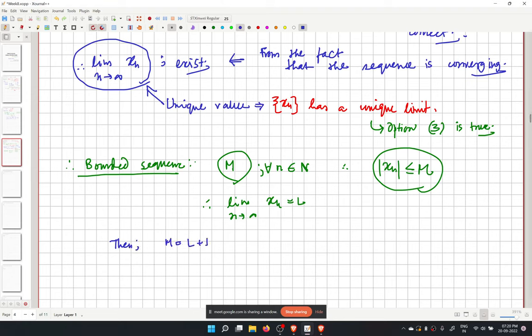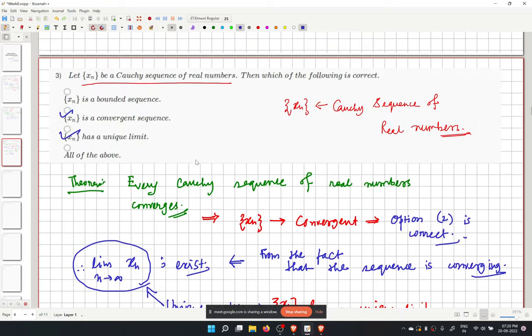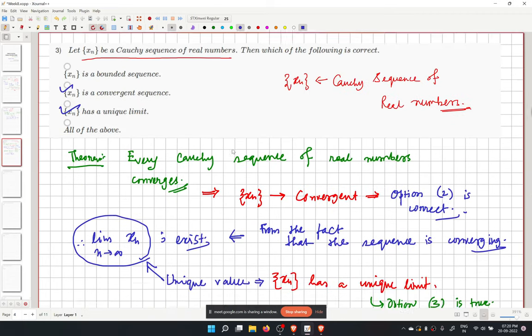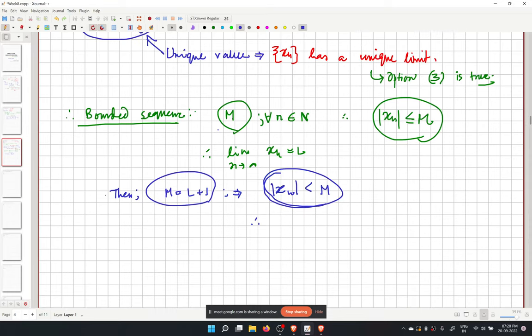let us take m equal to L plus 1. What will this give us? This will imply that xn is always less than m. Why? Because the limit we considered here to be L, and we have taken m to be slightly greater than L. This can also be seen from another theorem, which states that every convergent sequence is a bounded one. So from this we are concluding the sequence is bounded, which implies option 1 is correct.